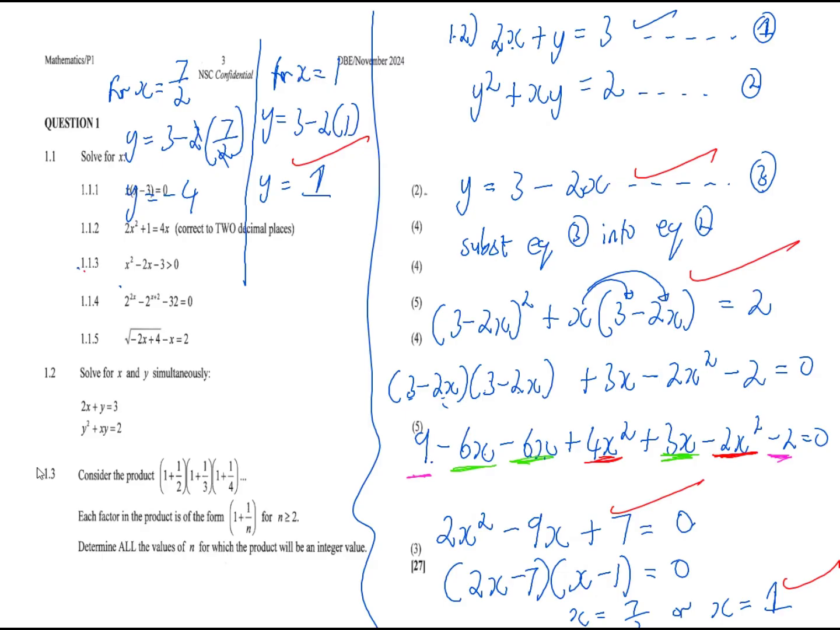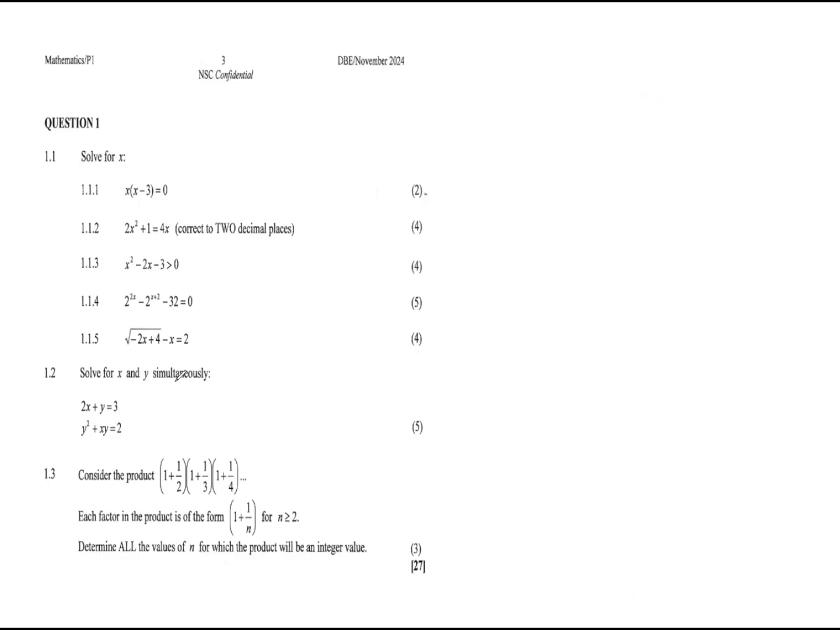Okay, then coming to the main question, 1.3. Consider the product (1 + 1/2)(1 + 1/3)(1 + 1/4). Each factor in the product is of the form (1 + 1/n) for n greater or equal to 2. Determine all the values of n for which the product will be an integer value. We want where the product will be an integer value.